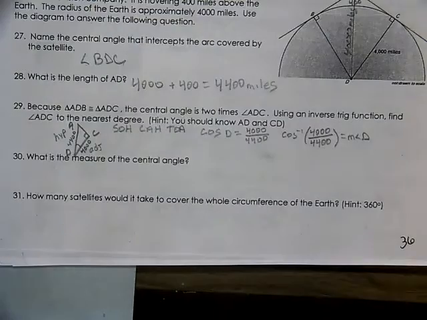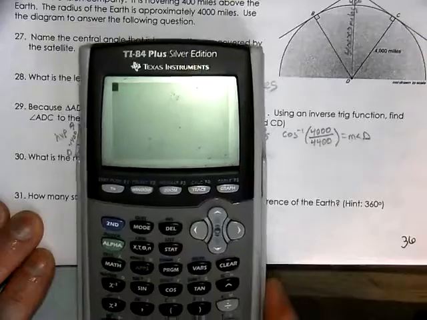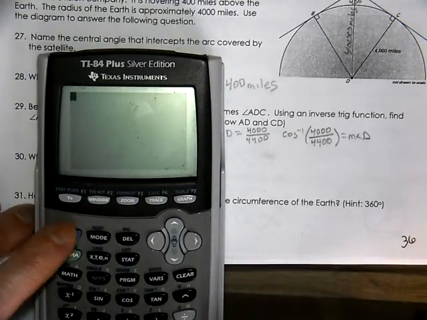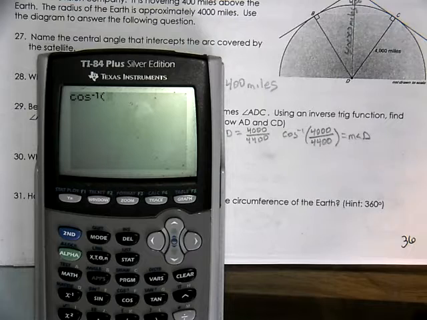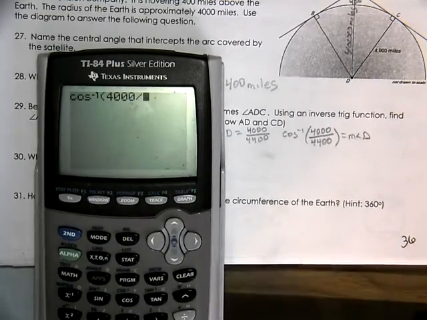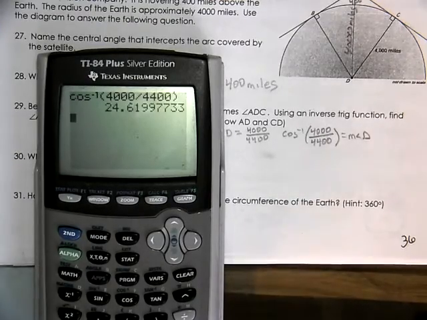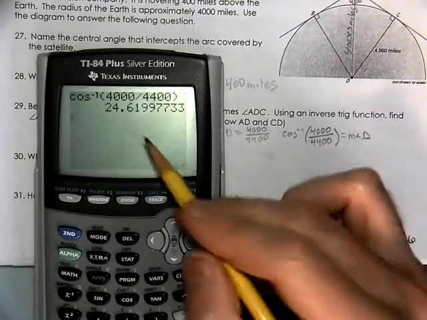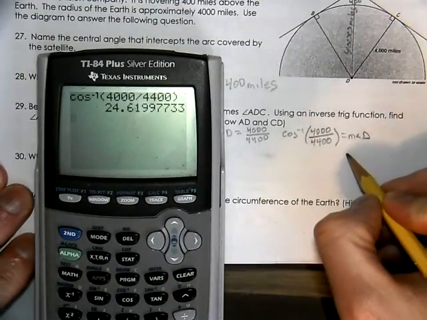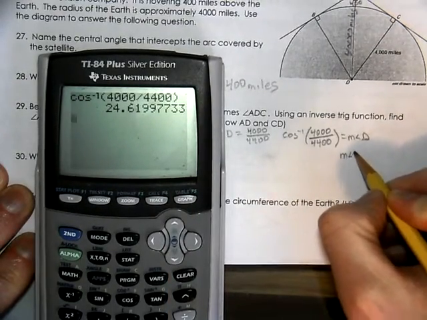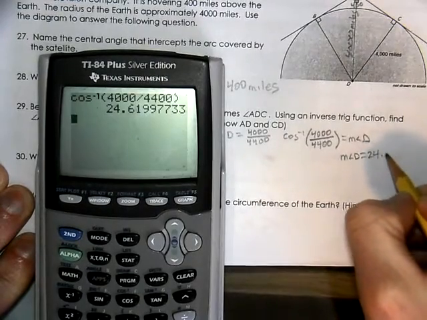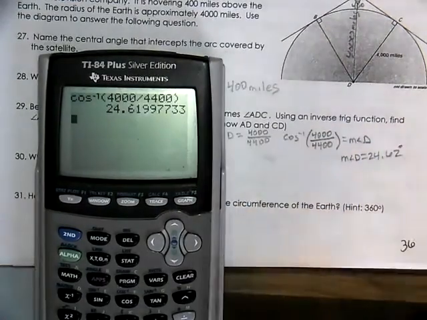So using our calculator, you need to be sure that you're in degree mode. We'll say second cosine, which is cosine inverse. You've got to use parentheses. 4,000 divided by 4,400. This is going to give us an angle of 24.62. So the measurement of angle D equals 24.62.